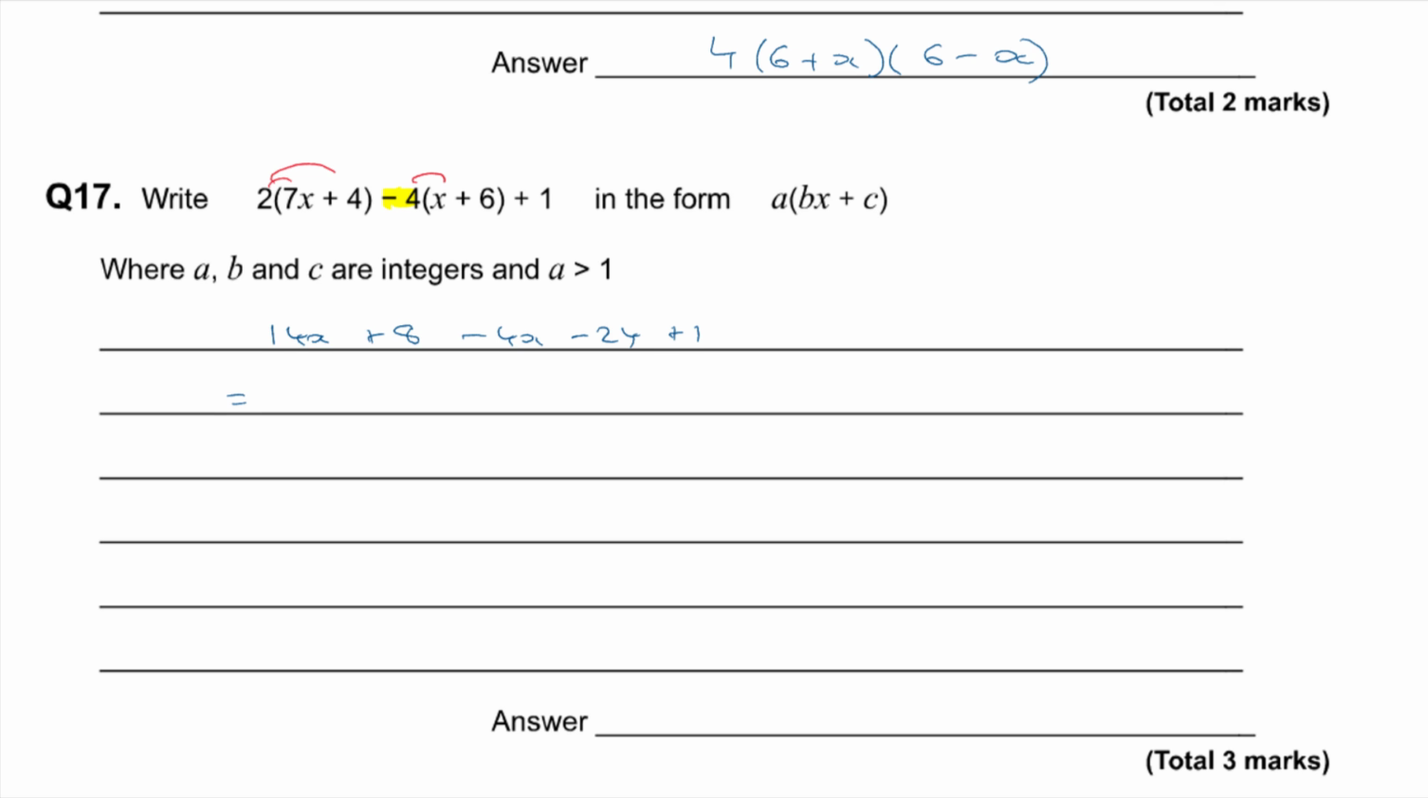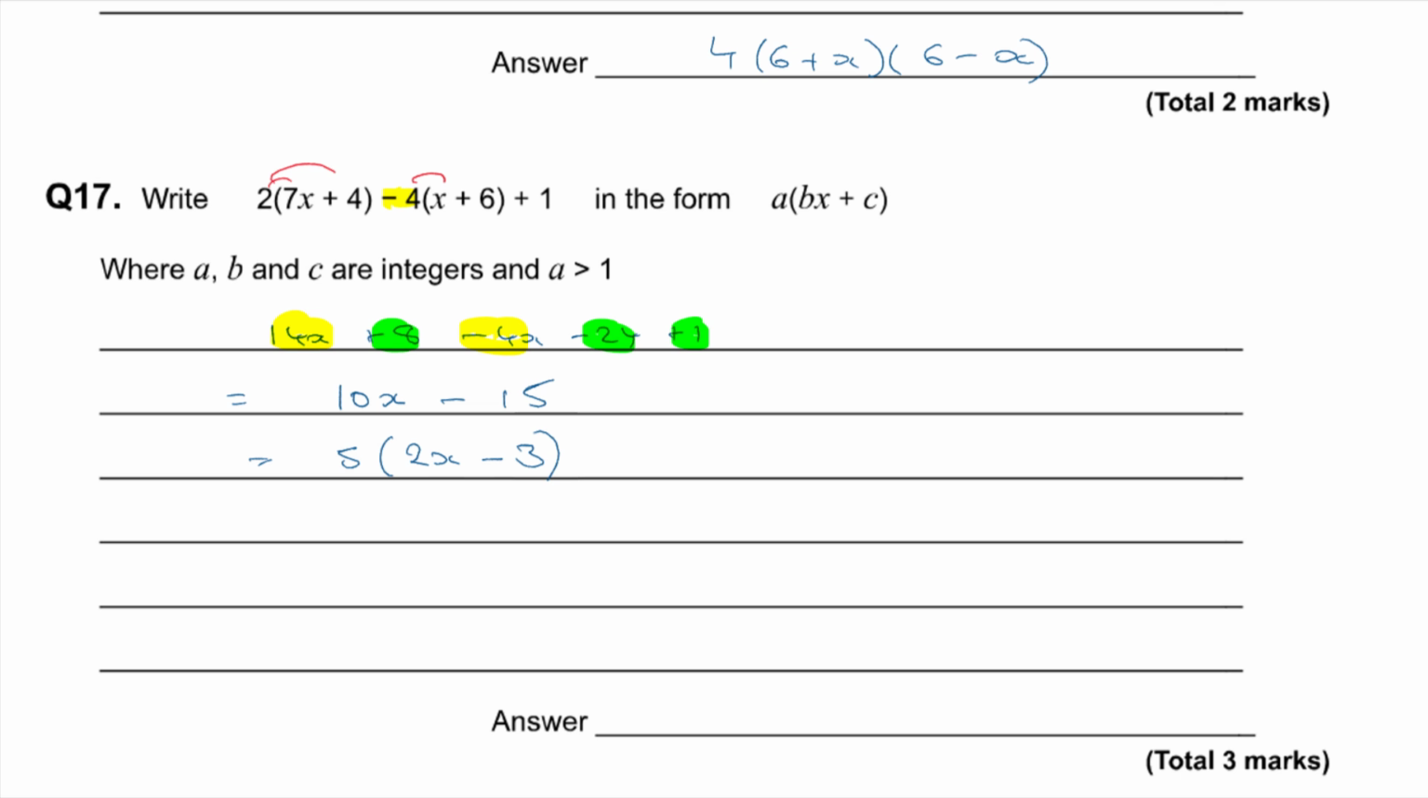Okay, so collecting like terms, what have I got? I've got a term in x there and in x there, so 14x minus 4x gives me 10x, and I've got an 8, a minus 24, and a plus 1. So 8 plus 1 is 9. 9 from 24 would be 15, so it's going to be minus 15, isn't it? So 10x minus 15. Is that in the form a lots of (bx + c)? Not quite, but I can see that 10x and 15 both have a common factor of 5, so taking the 5 out, that's going to leave me with 5 lots of (2x - 3).